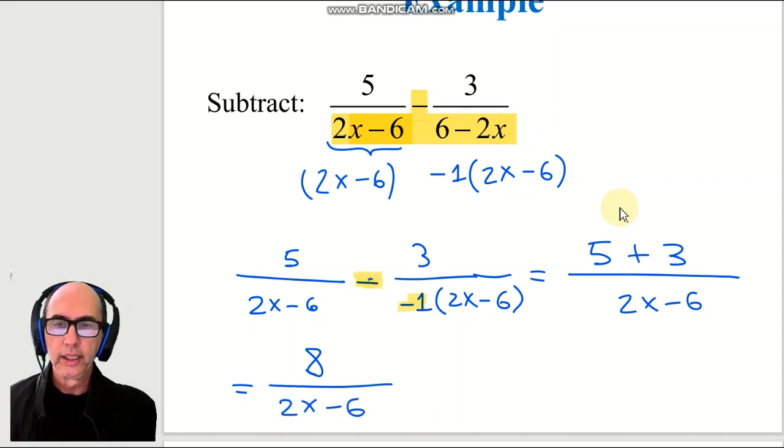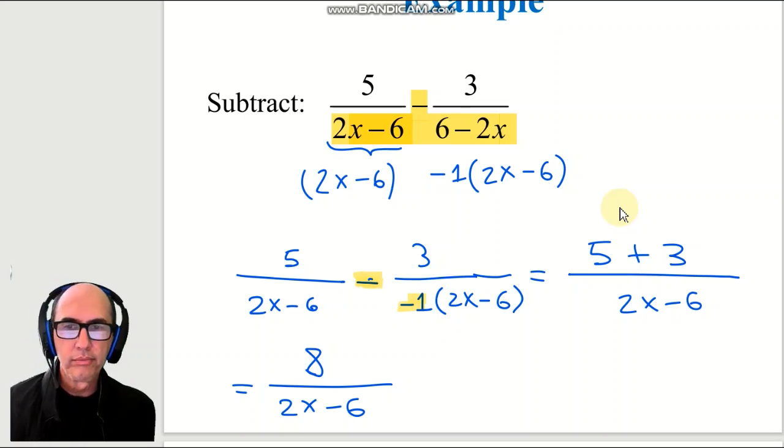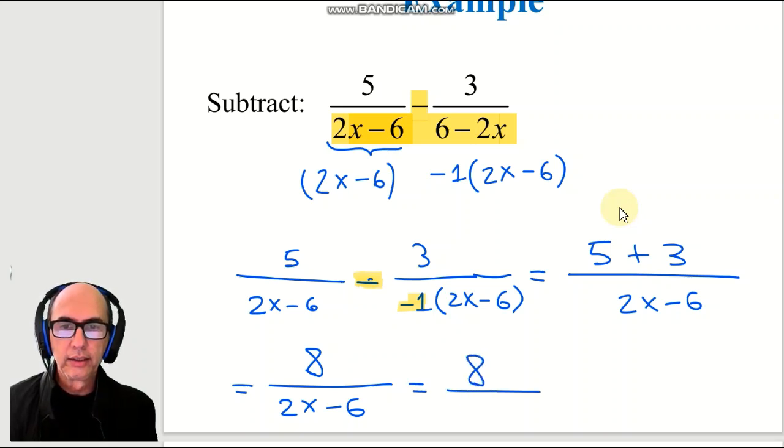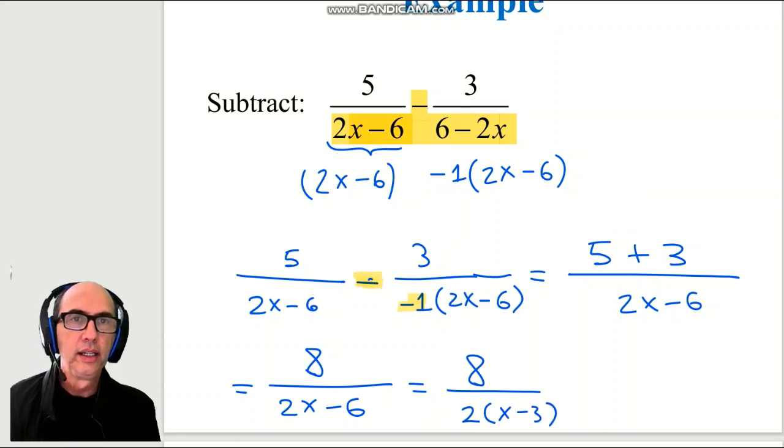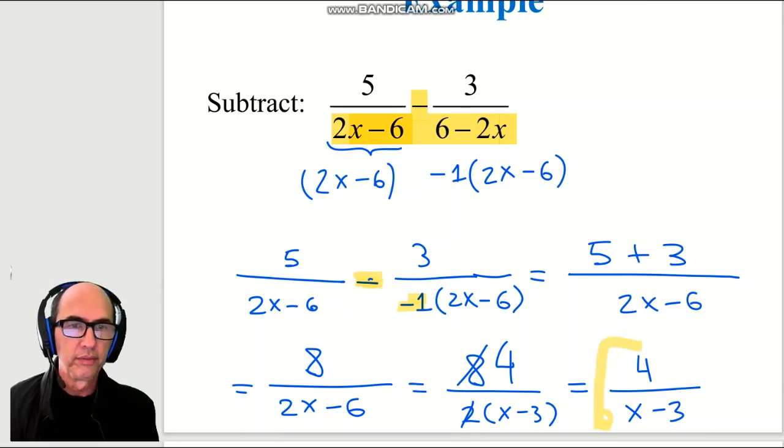8 over 2x minus 6. Think, is there anything we can simplify? Can we factor out and simplify? Yes. 2 times (x minus 3). And another thing we can do is divide 8 by 2, which is 4. So 4 over x minus 3 is going to be the final answer.